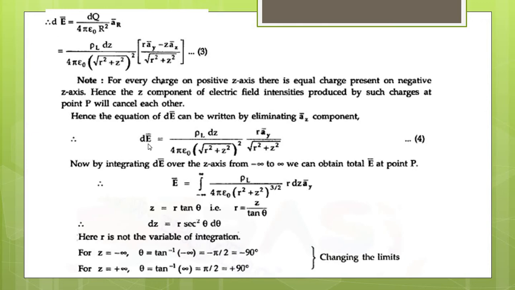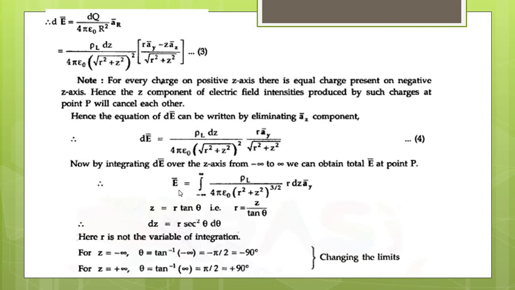We'll write the equation again. Therefore dE is equal to rho L dz by 4 pi epsilon naught, r square plus z square whole square, multiplied by r ay by square root of r square plus z square. Combine both of these two terms and we can write r square plus z square whole power 3 by 2. Next just arrange them in proper order.